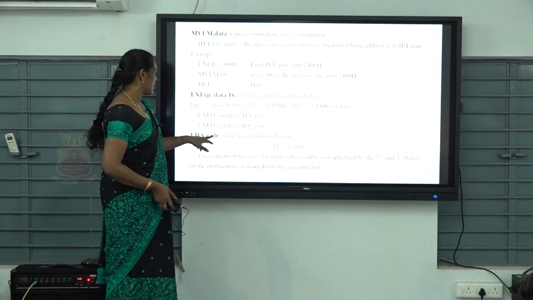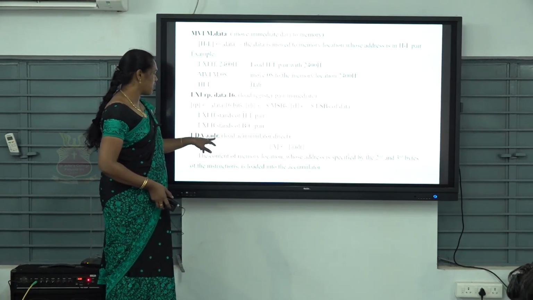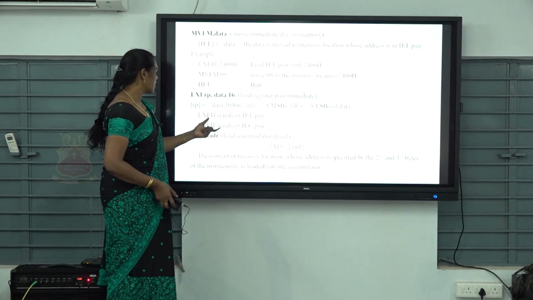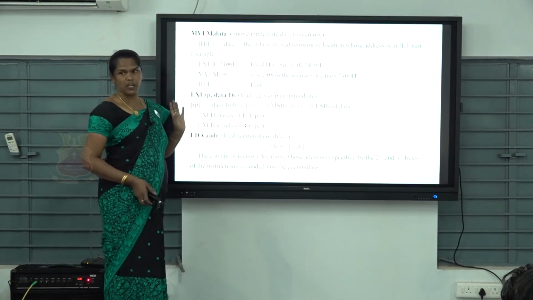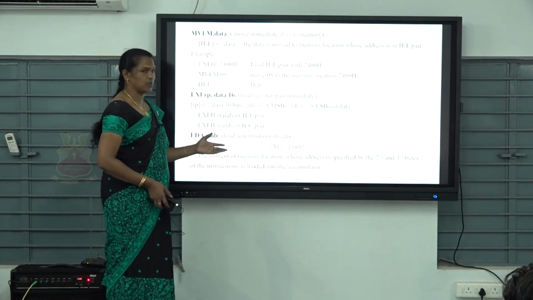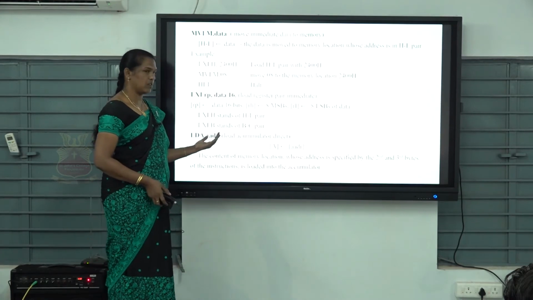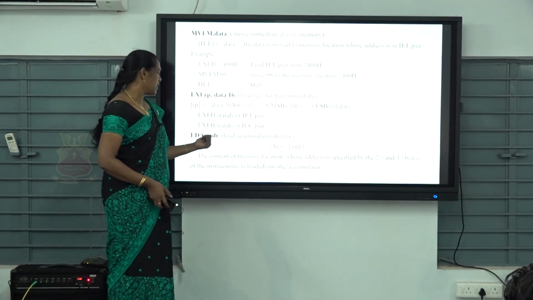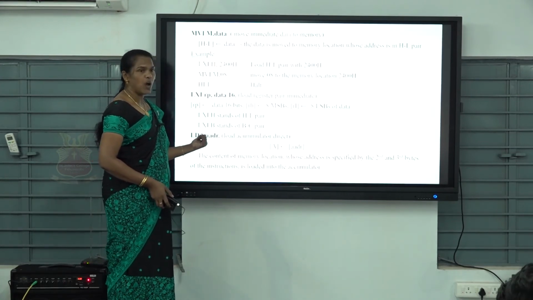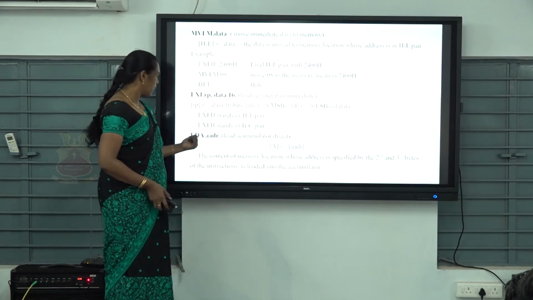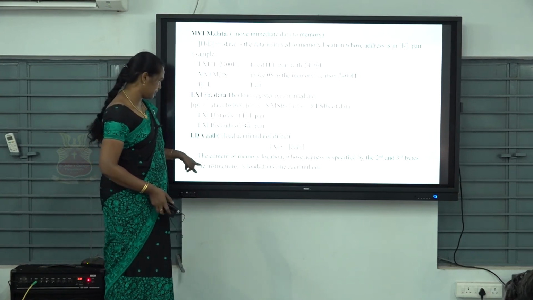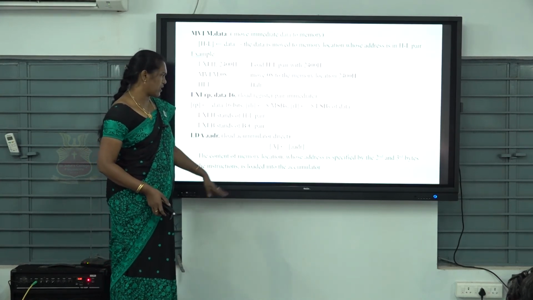Then LDA address. From the memory location 2000H, the content in the memory location is loaded directly into the accumulator. Here we have a 16-bit address, 3200H or 4200H or 4100, anything may be. But the content in the location is transferred to the accumulator directly. So load accumulator direct from the content of the memory location whose address is specified.